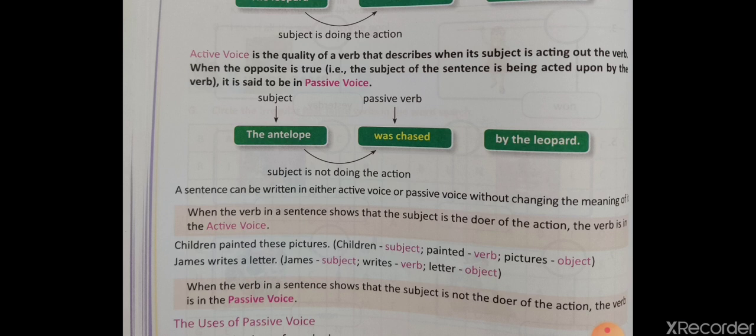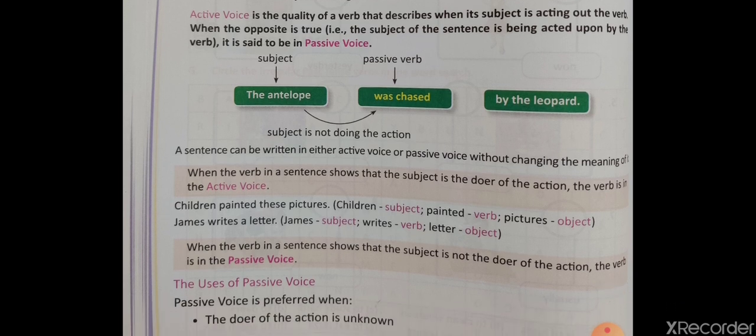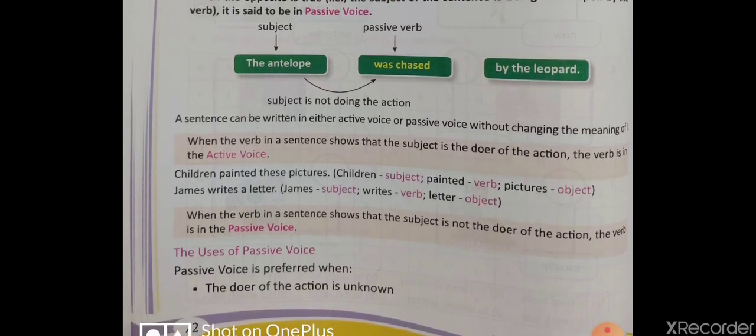And similarly, if we change this sentence into passive voice, we will write that these pictures were drawn by the children. So in the second sentence, who is doing the work? The children. But the children is not the subject. Therefore the sentence is written in passive voice. Okay, when the verb in a sentence shows that the subject is not the doer of the action, the verb is in passive voice.